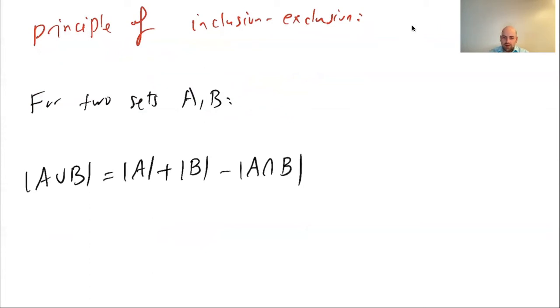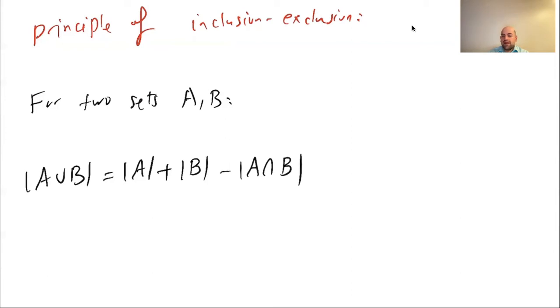Because if there are some common elements, right? So in the union, those common elements appear only once, right? So for example, let's say A is 1 and 3, B is 1 and 5. In the union, I would have 1 and 3 and 5. So 1 will appear only once.